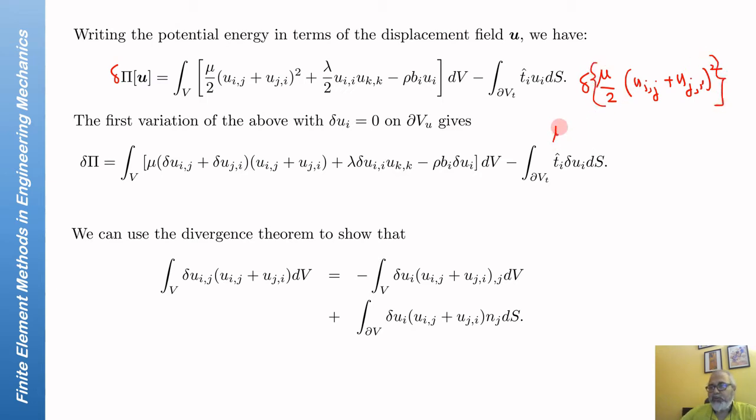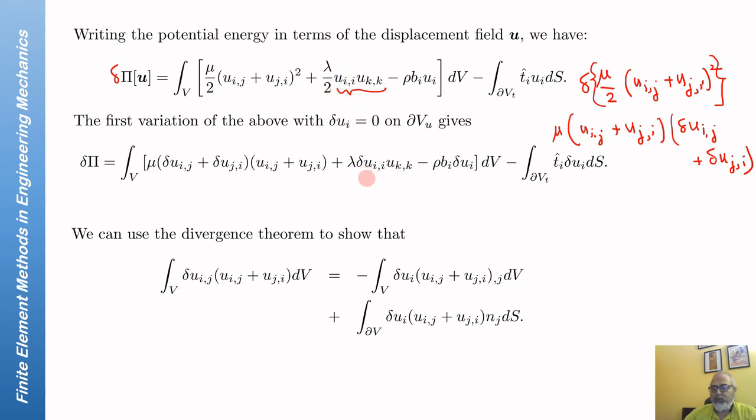So I'll get mu (ui,j + uj,i) times (delta ui,j + delta uj,i). Okay. Similarly here, for this term, these two are basically the same. They are repeated indices, so they are the sum of the diagonal components of the displacement gradient.